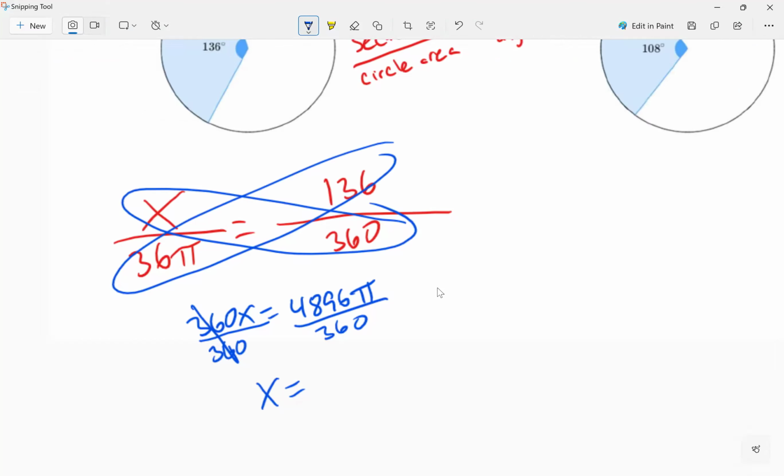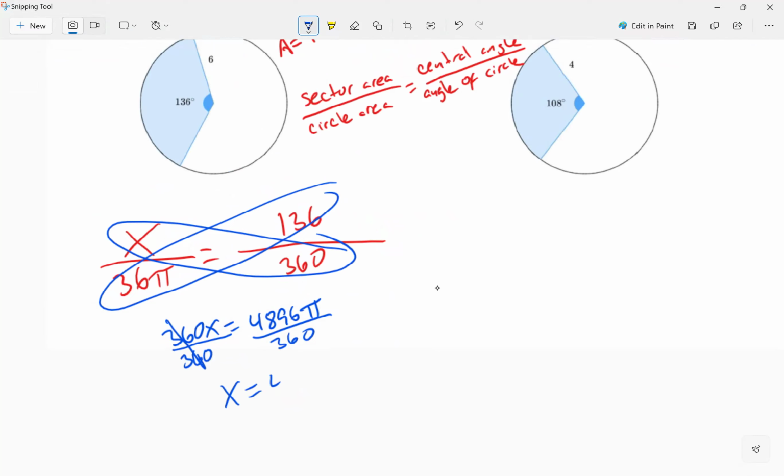So my sector area is 42.73. Now, if we had used 3.14 instead of the pi symbol, we would have gotten the answer 42.70. So whether we use the pi symbol or 3.14, there is a slight difference. When I create your homework, I'm going to type in both possible answers, and whichever one you type in, it will mark it correct. So use the pi symbol or 3.14 as you wish.